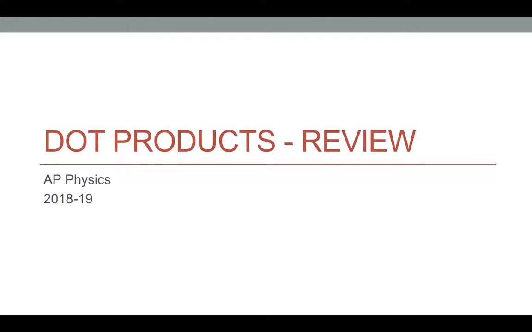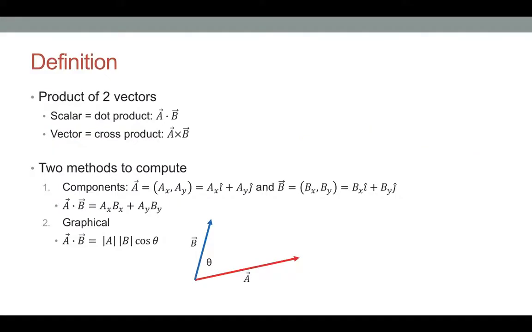This is a review of dot products. Earlier we discovered that there are two different ways to multiply vectors together. In one way we produce a scalar, which is the dot product. The other way we produce a vector, which is the cross product. Here we're only going to worry about the dot products.